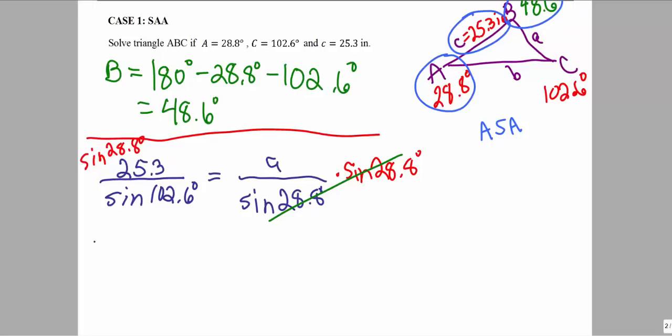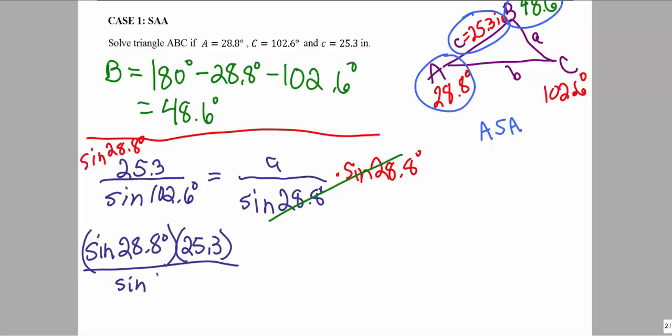And what we're solving for now is sine of 28.8 degrees times 25.3 inches. Divide that by sine of 102.6 degrees, and that will be equal to side A.